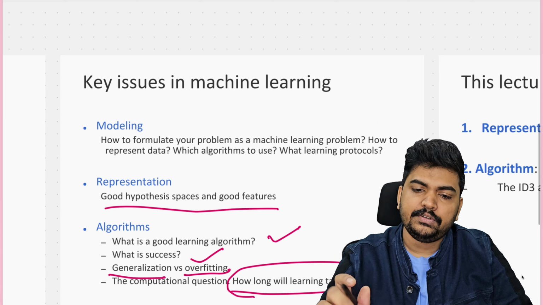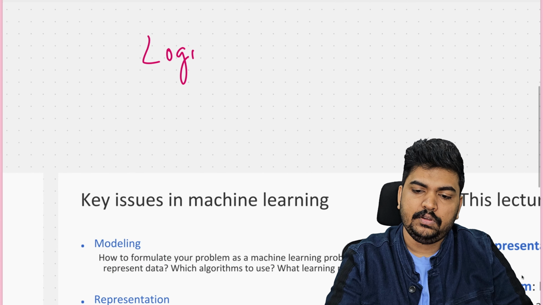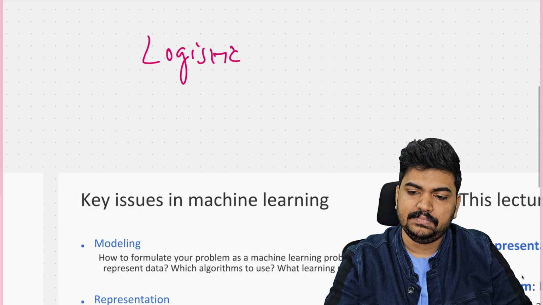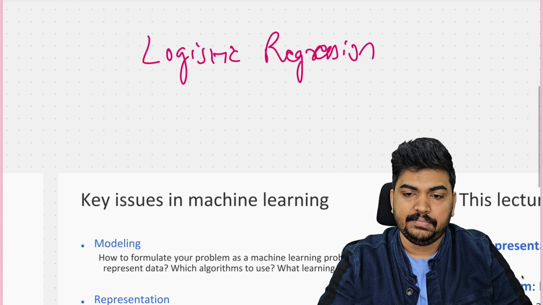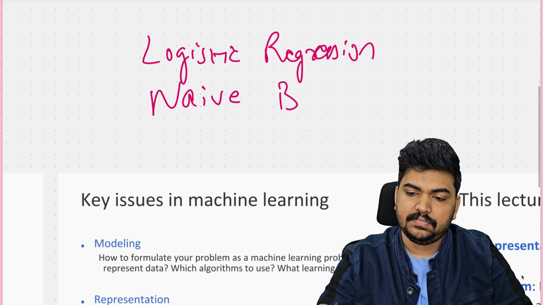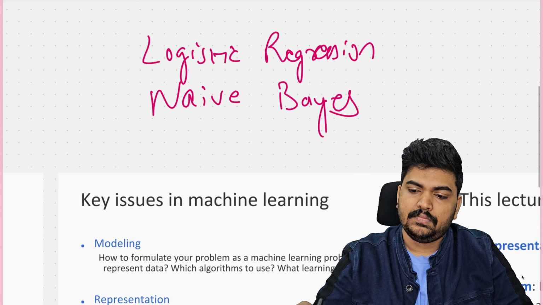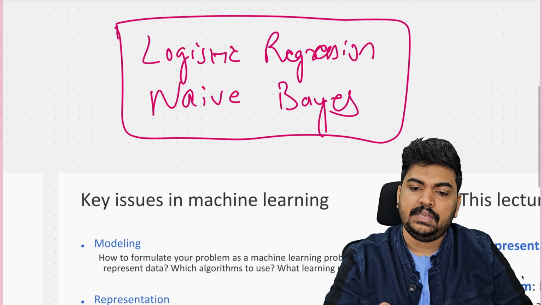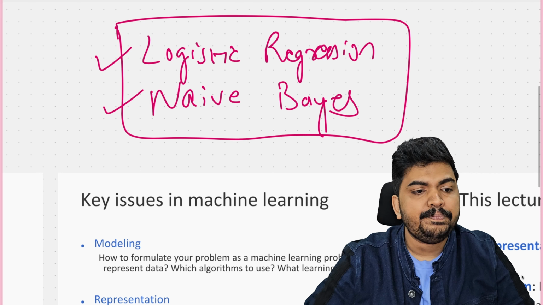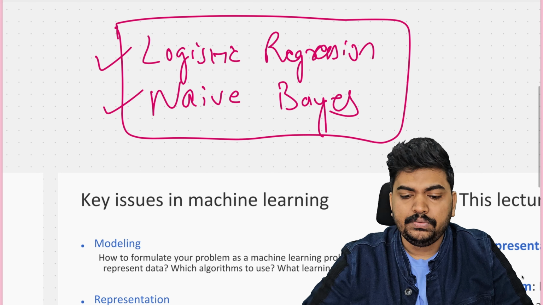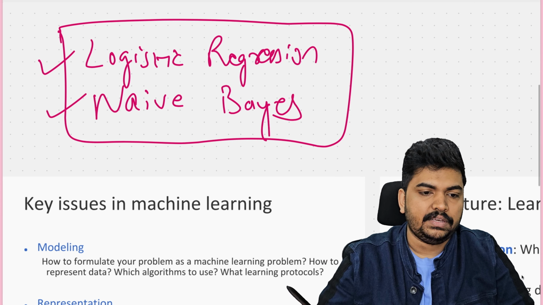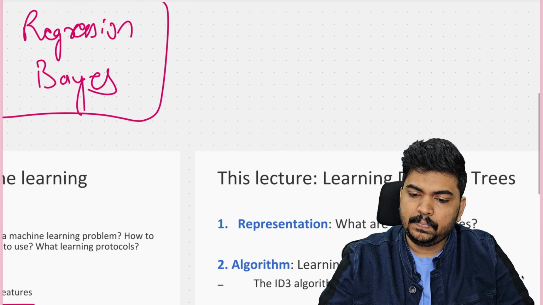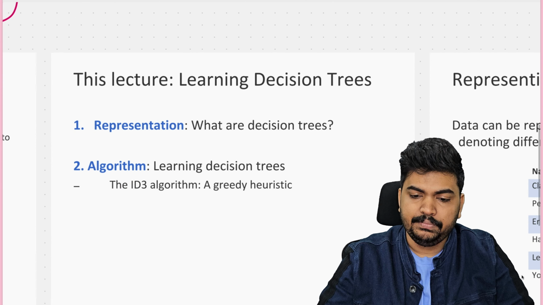So far we have looked into logistic regression. We have also looked into naive Bayes. Logistic regression is a discriminative algorithm. Naive Bayes is a generative algorithm. Now we will look into decision trees. It is another discriminative learning approach, and we will see how it is different from others.